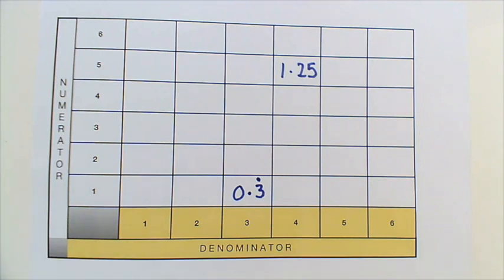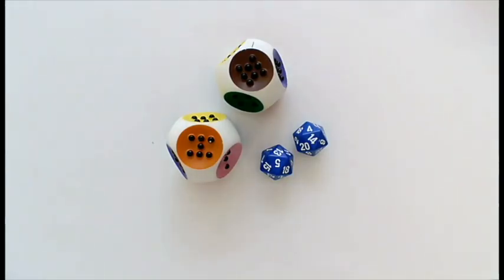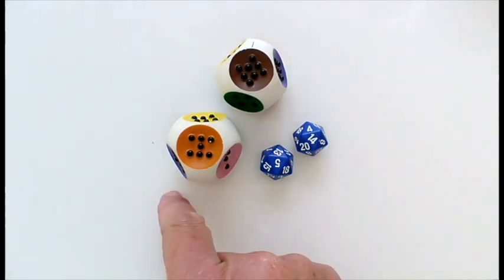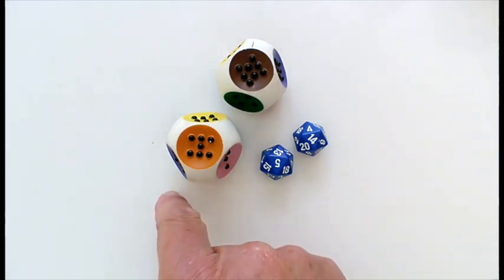You can record your results of throwing the dice and working out the decimal on the grid as well. See what you notice. See if what you notice can help you fill in some of the gaps on the grid. You might want to try this with different dice. These go up to 20 and these go up to 8, which would create some different fractions for you.